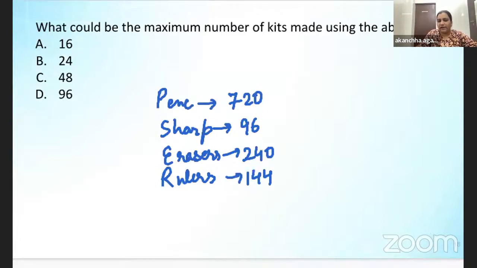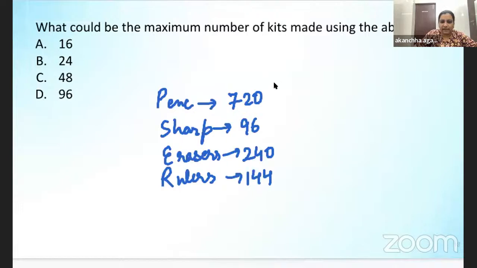What will you find? Will you find HCF or LCM? Answer me. Very good. We'll find HCF. Quickly, let's see what is the HCF of these numbers.